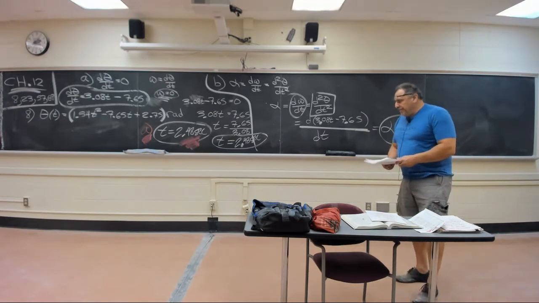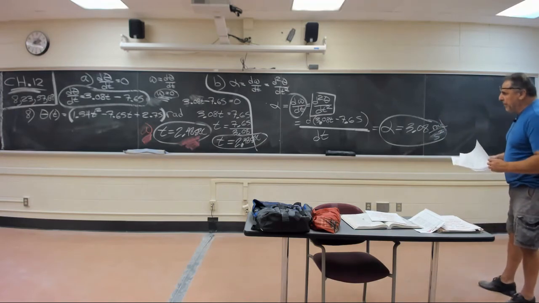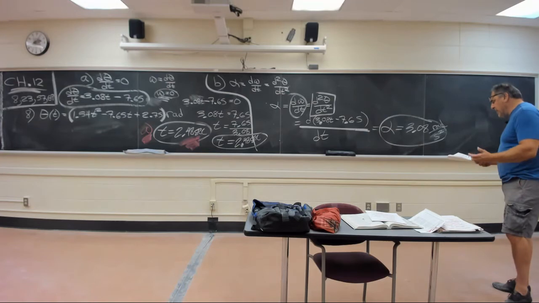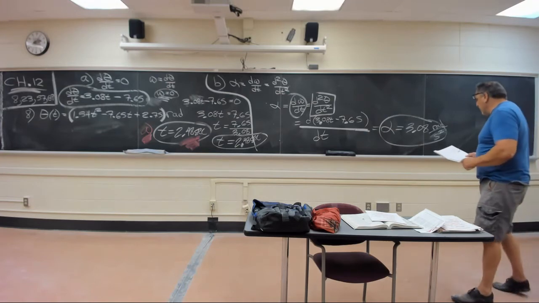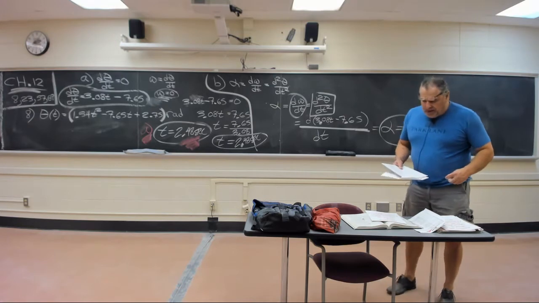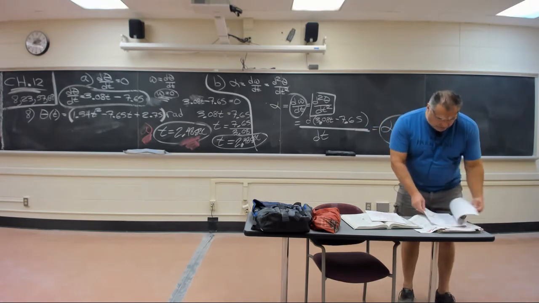So A is 2.48 seconds. For problem 8, A is 2.48 seconds, and B is a constant acceleration. So in all cases, you guys, alpha is going to be 3.08 radians per second squared. So that is number 8. So let's go to 23.